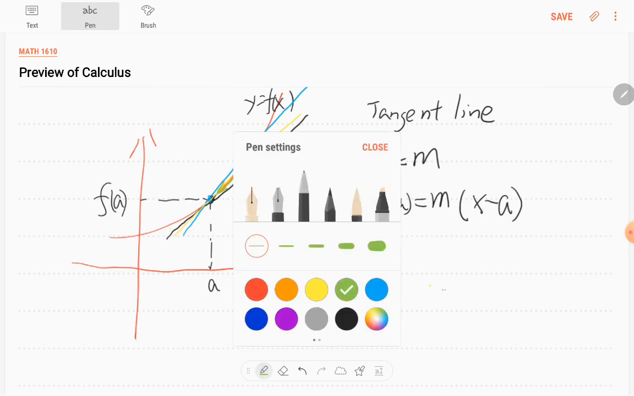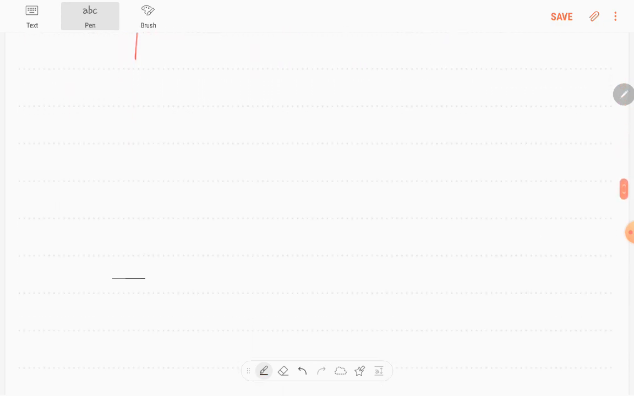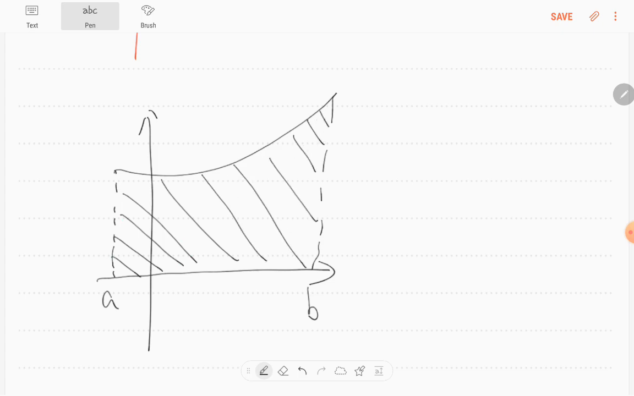The second problem is, if we have a curve between x and y, a curve which is above the x-axis, from a to b, and we want to find the area of this shaded region. The shaded region. So how to find it?